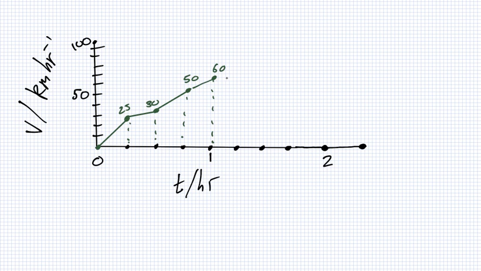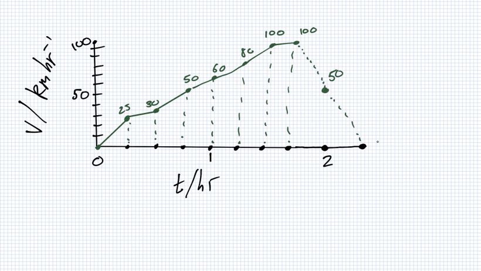then on to 80, then on to 100, still at 100, and 50, and then 0 at the end then. Okay, so let's get the area here.